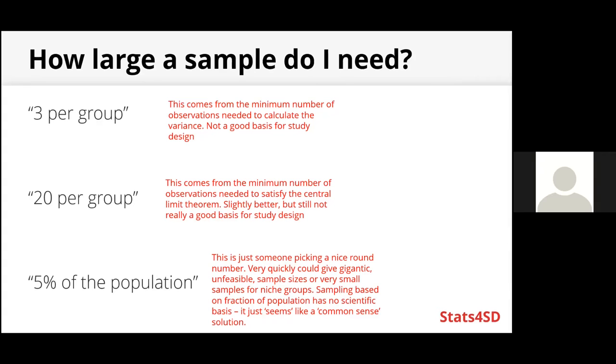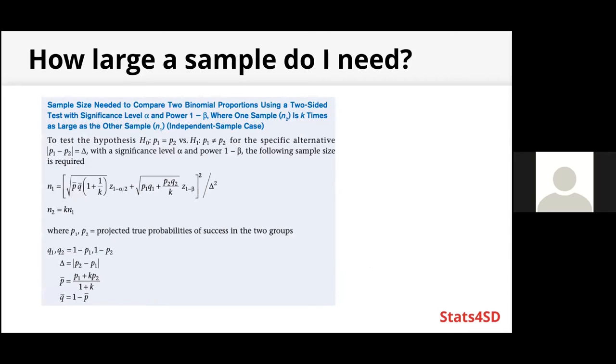And very quickly, if you're trying to do a sample of all of Kenya or all of Niger, you're going to have ridiculously large and completely unfeasible sample sizes. And equally, if you're dealing with quite a small population, this might just be saying, oh, there's only 50 people, so you only need to speak to two of them, and then you've justified it, which again is not a good basis.